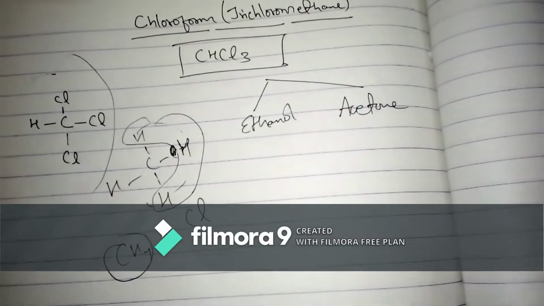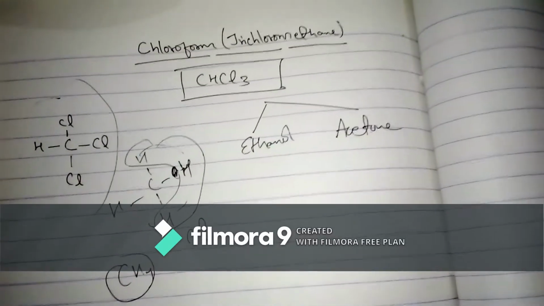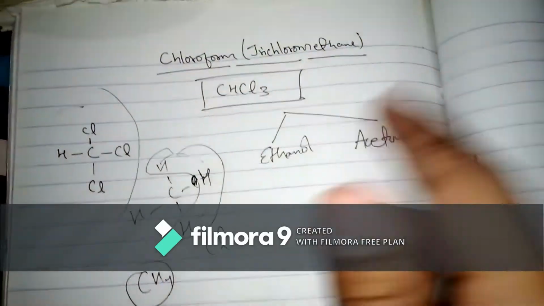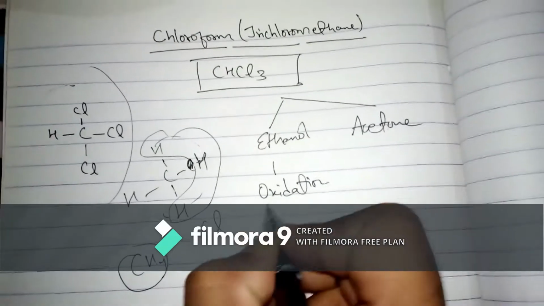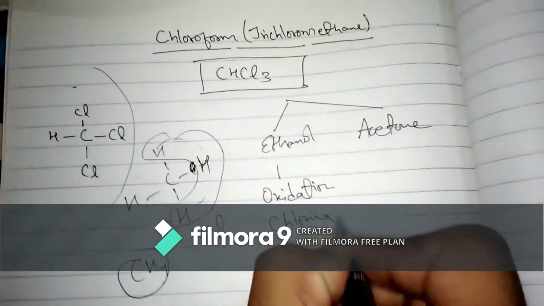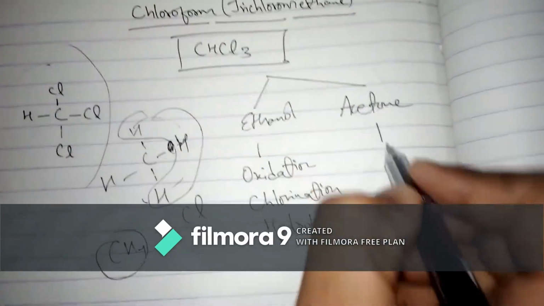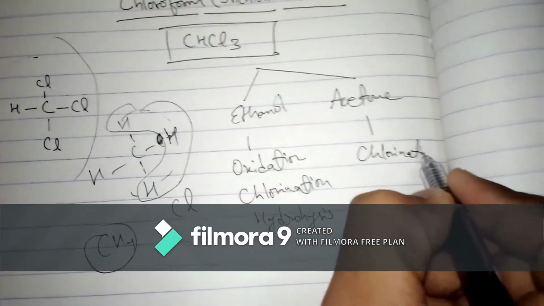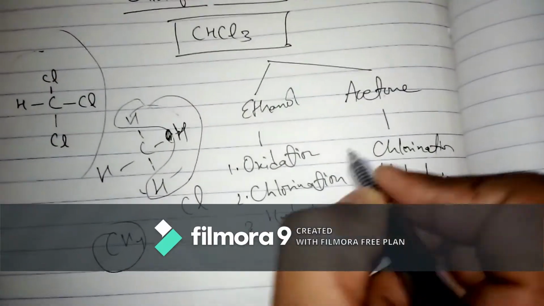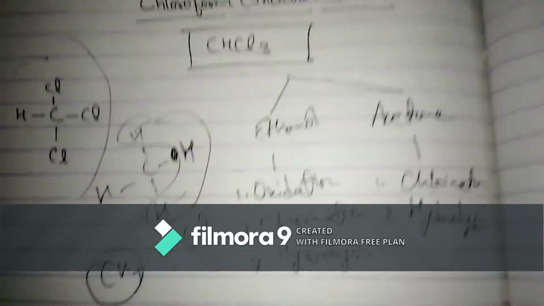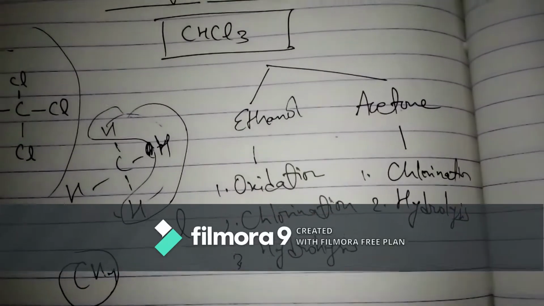Now both of them react with a paste of bleaching powder. It is heated with a paste of bleaching powder and then the chloroform is prepared. But there is a stepwise reaction. In ethanol there is first of all oxidation, then chlorination, and finally hydrolysis. Here it is chlorination and hydrolysis. These are the steps of both reactions. So the bleaching powder paste is acting as all three: oxidizing, chlorinating and hydrolyzing agent.